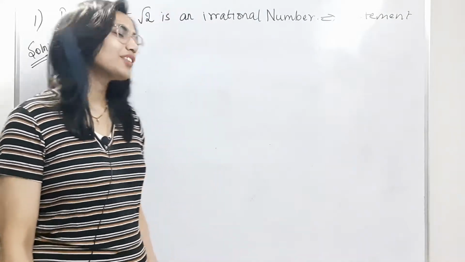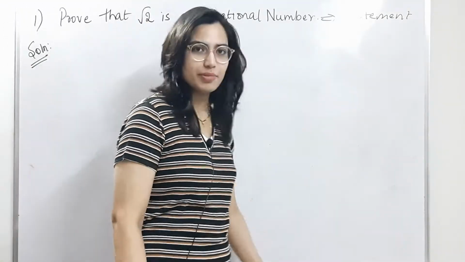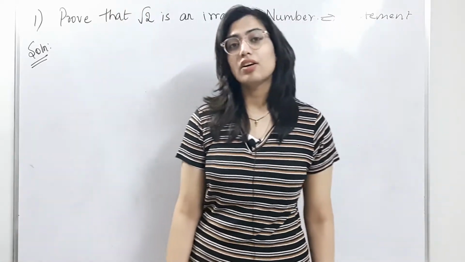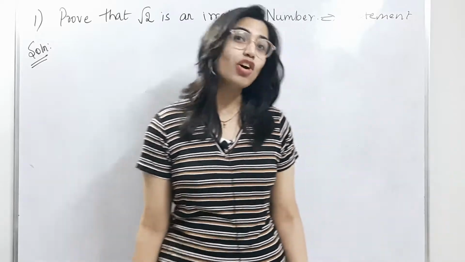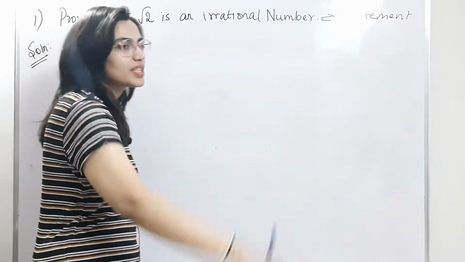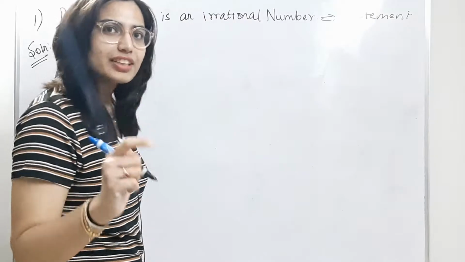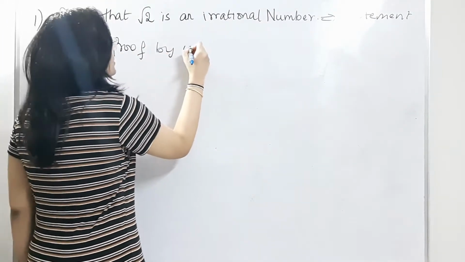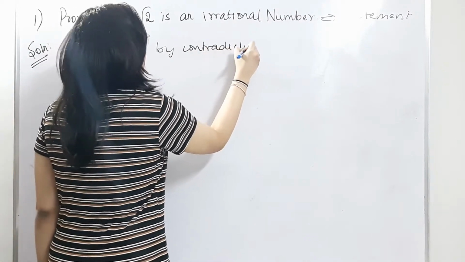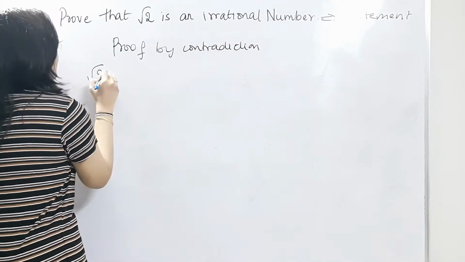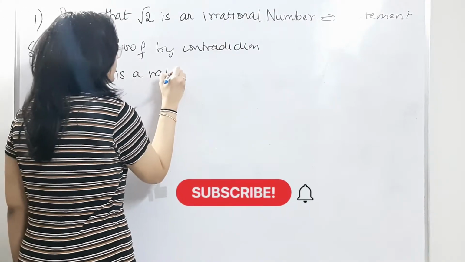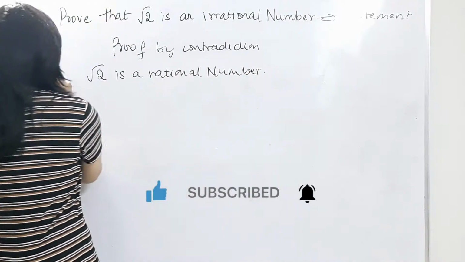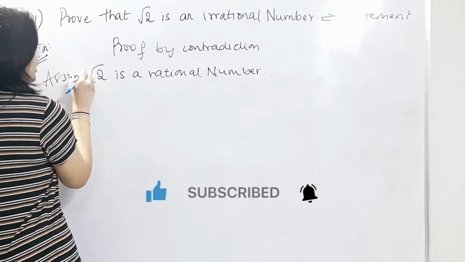First problem is: prove that root 2 is an irrational number, and this is the statement that we have. We will use the technique called proof by contradiction to show whether root 2 is an irrational number or not. For that, using proof by contradiction, we assume that root 2 is a rational number, right? We will assume that root 2 is a rational number.